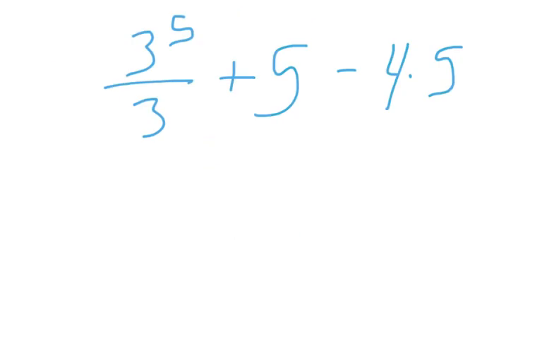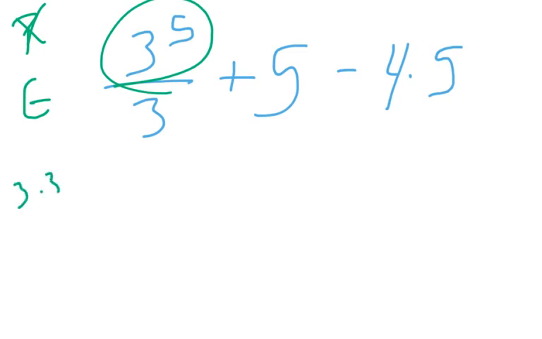All right, and then last but not least, a fractional type problem. So we got to work through a thing. No parentheses, but we do have exponents right here. So what is 3 to the 5th? Well, that's going to be 3 times 3 times 3 times 3 times 3.